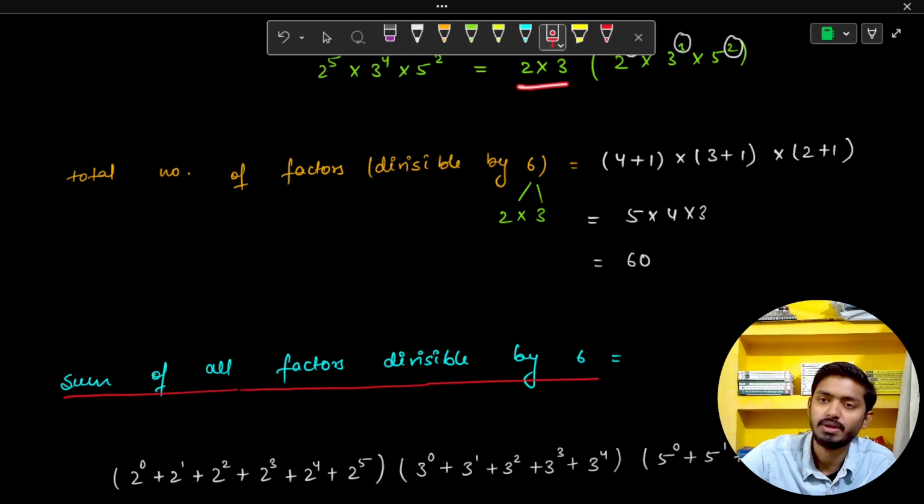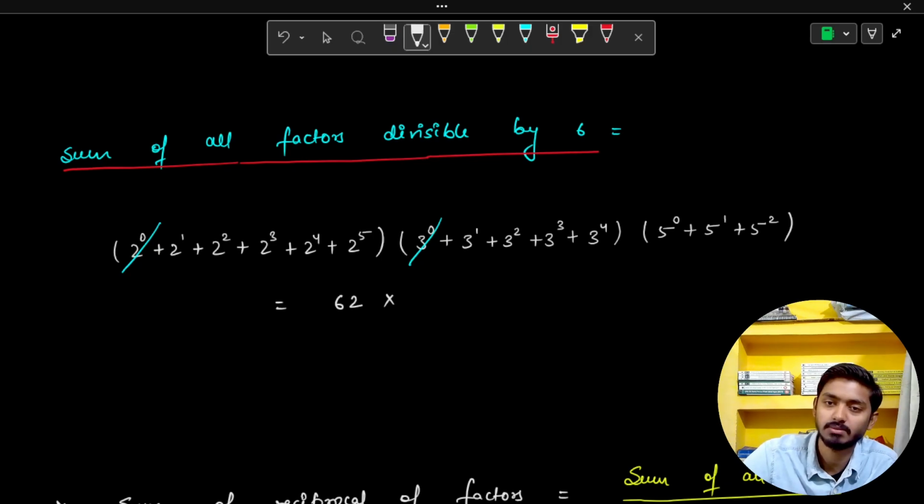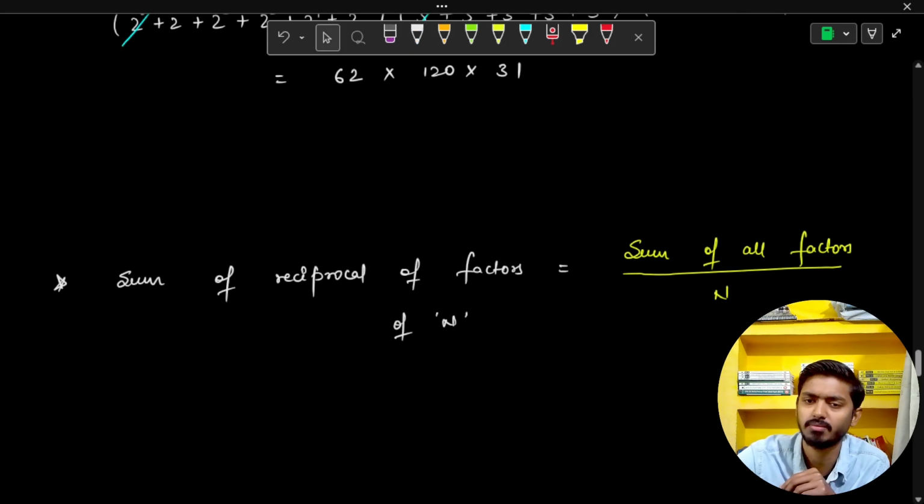Now, we took 2 and 3 out of our system because we wanted the factors to be divisible by 6. So we are going to take 1, 2 and 1, 3 out of this system as well. We'll remove 2 to the power 0 and 3 to the power 0, which would make it 62 times 120 times 31. Simple. Again, we are not going to solve it. There will be options for you to eliminate from.